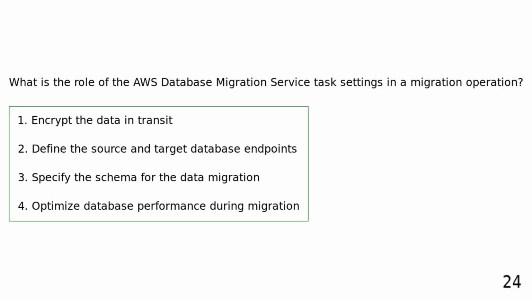What is the role of the AWS Database Migration Service task settings in a migration operation? Encrypt the data in transit. Define the source and target database endpoints. Specify the schema for the data migration. Optimize database performance during migration.